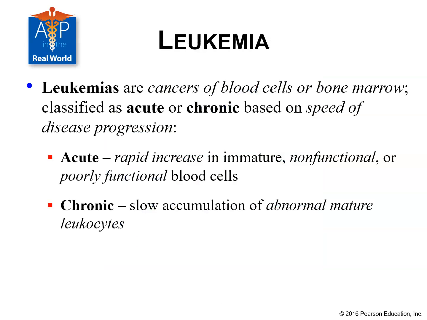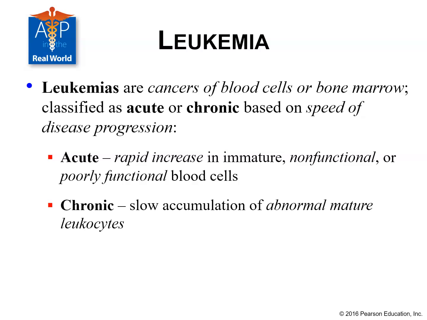Whenever you have a malignancy of any kind of blood cell, that's what we refer to as leukemias. They're cancers of blood cells or your bone marrow. They can be classified as either acute leukemia or chronic leukemia. And the reason they're classified this way is that some are aggressive or some are very slow progressing.